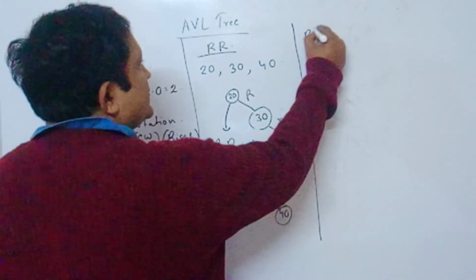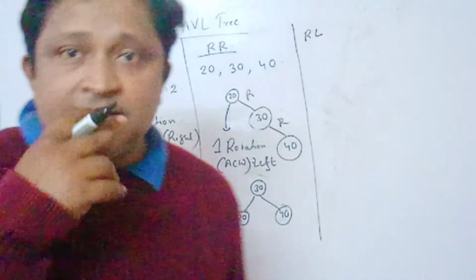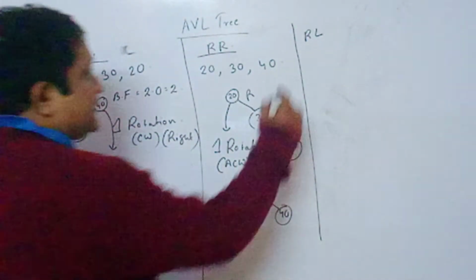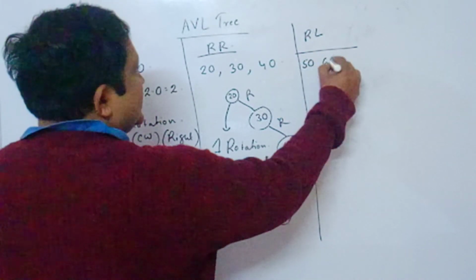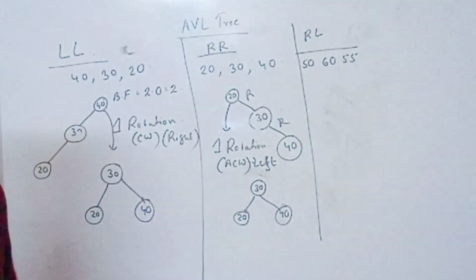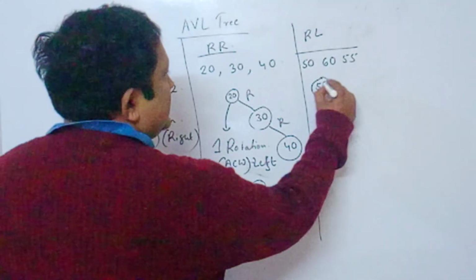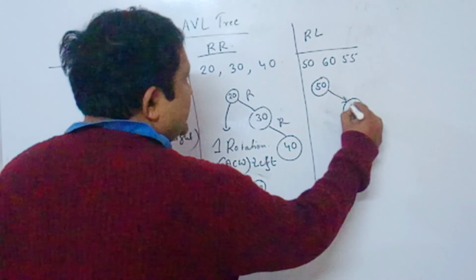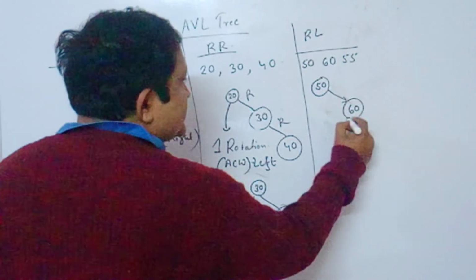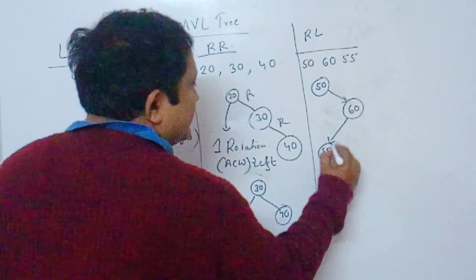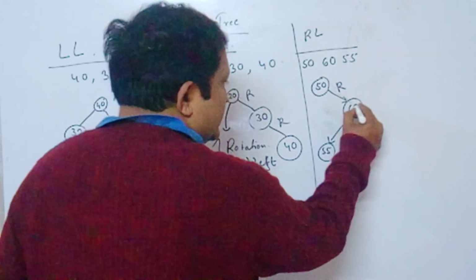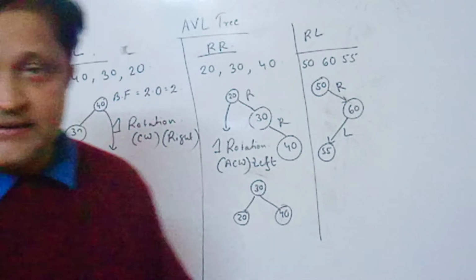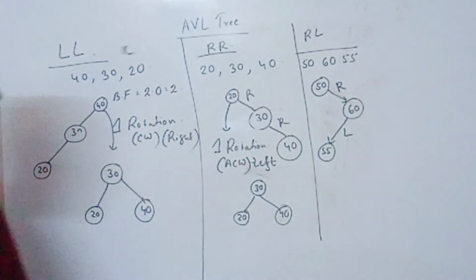Now we have right-left, the third category. It happens when we have 50, 60 and 55, when we insert these three values in a tree. First 50, then 60 will be the right child of 50, and 55 is less than 60, so it will be the left child of 60. So what we have is a right-left: first a right child, then a left child. So this is an RL imbalance.